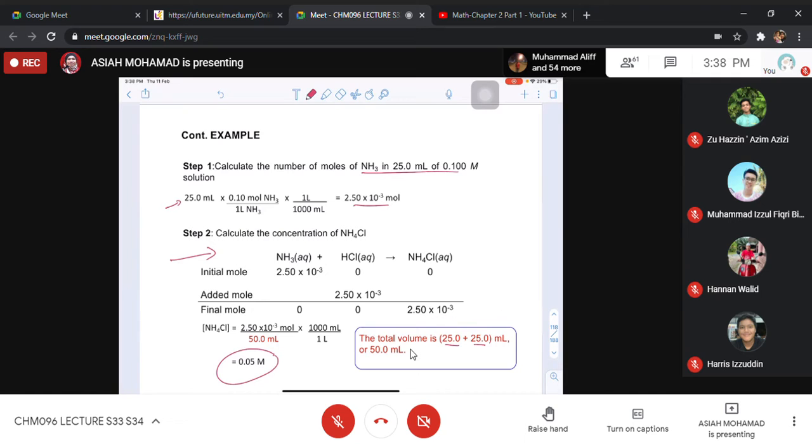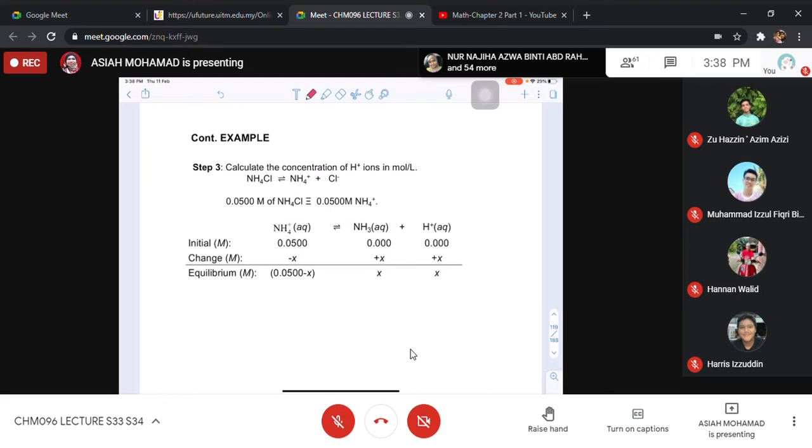Okay, once you have set up this mole table, the number of moles obtained for this salt must be divided by the total volume. In this case, the total volume is 50. So currently in your flask, you have NH4Cl at 0.05 molar. The next step is to calculate the pH for the salt.